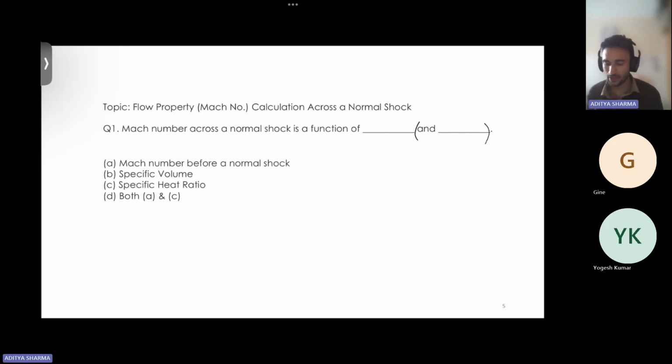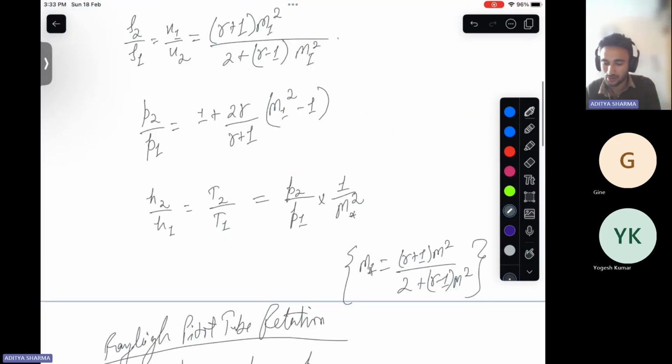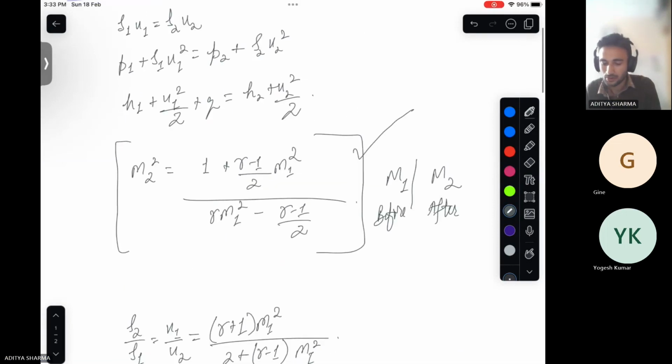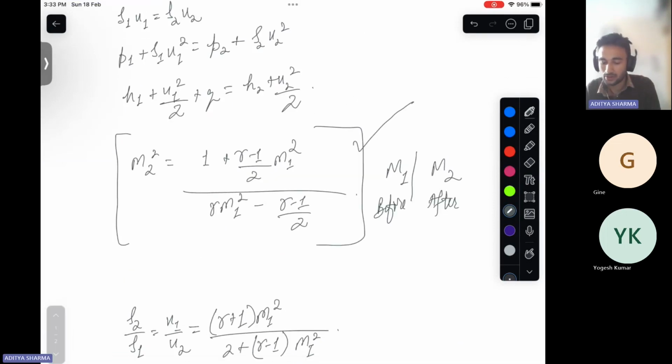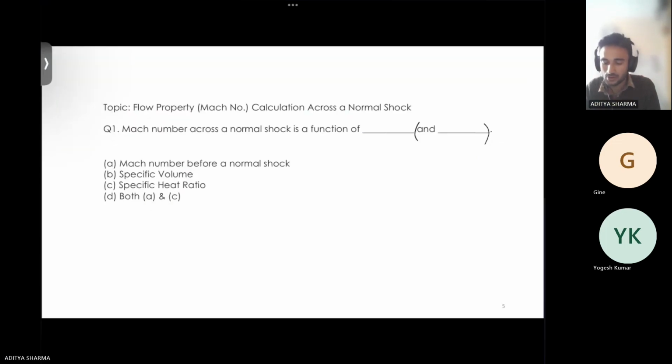All right. So I have written this relation. This is our relation for this particular relation. M2 square equals to 1 plus gamma minus 1 and so on. So here there are two things. One is gamma and one is M1. All right. So if you see the question, this is the Mach number before a normal shock. So this is M1. Okay.